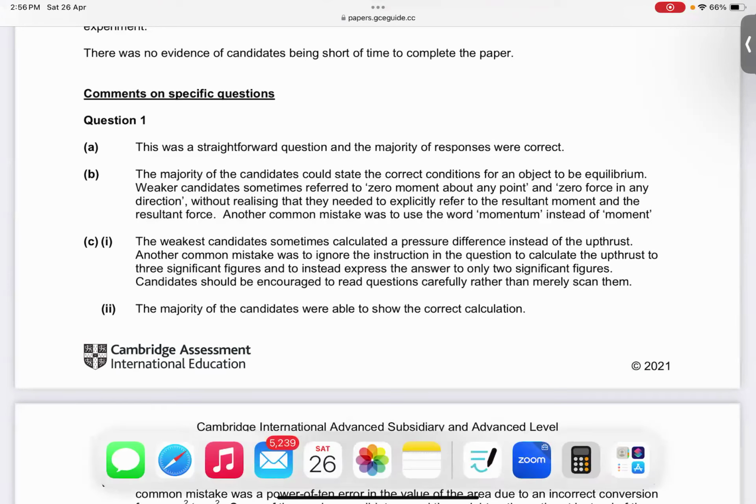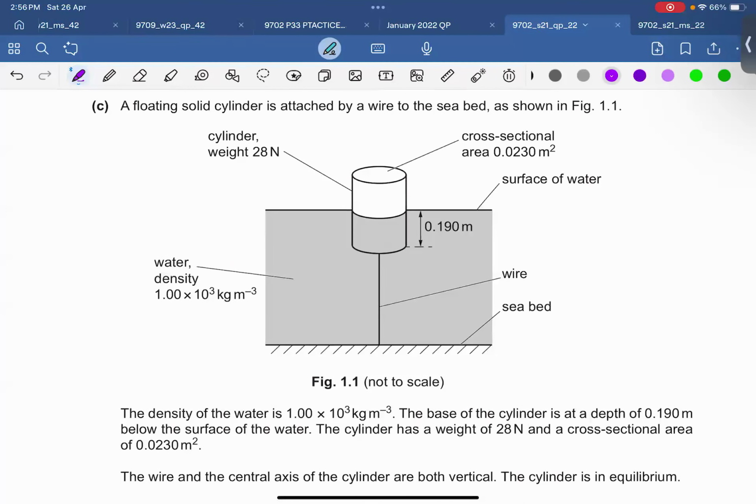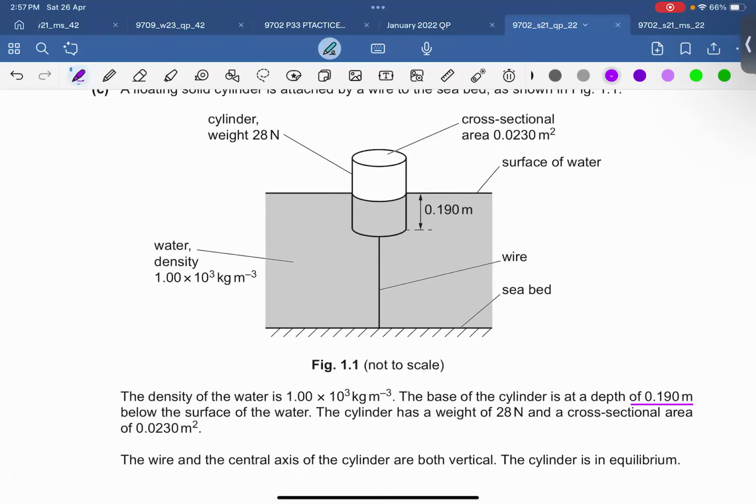Okay, come ahead, Yusra, please read. A floating solid cylinder is attached to a wire to the seabed as shown in figure 1.1. The density of water is 1.0 × 10^3 kg per meter cube. The base of the cylinder is at depth 0.190 meter below the surface of the water. The cylinder has a weight 28 newton and a cross-sectional area of 0.0230 meter square. The wire and the central axis of the cylinder are both vertical. The cylinder is in equilibrium.